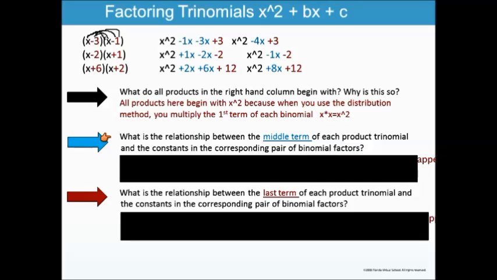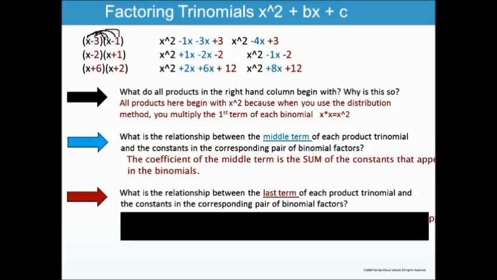Our next question asks, what is the relationship between the middle term of each product trinomial and the constants in the corresponding pair of binomial factors? So what they're asking us here is, how do we get from this -3 and -1 to the -4? Well, using our distributive method, we multiply -3 times x and x times -1, giving us -1x and -3x. Those can be combined or added together to give -4x. So the coefficient of the middle term is the sum, meaning addition, of the constants that appear in the binomials. So this -4 is the combination of -1 and -3.